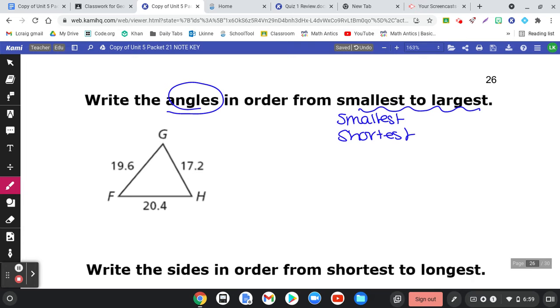So find the shortest side, 17. Which angle is across from that? Angle F. And when you're listing angles, don't forget your angle symbol. Some of you are forgetting that. All right, the next biggest side would be 19.6, so next would be angle H. And finally, angle G is across from our longest side, so it's our biggest angle.